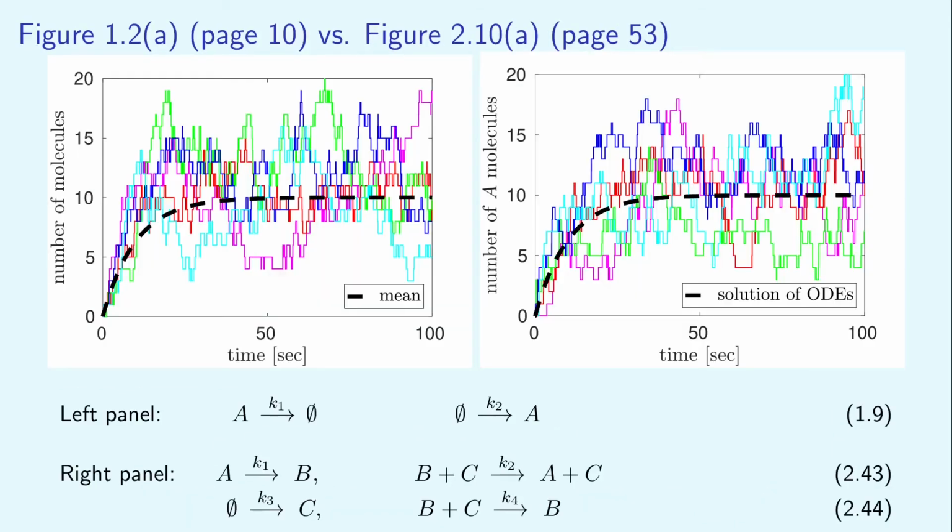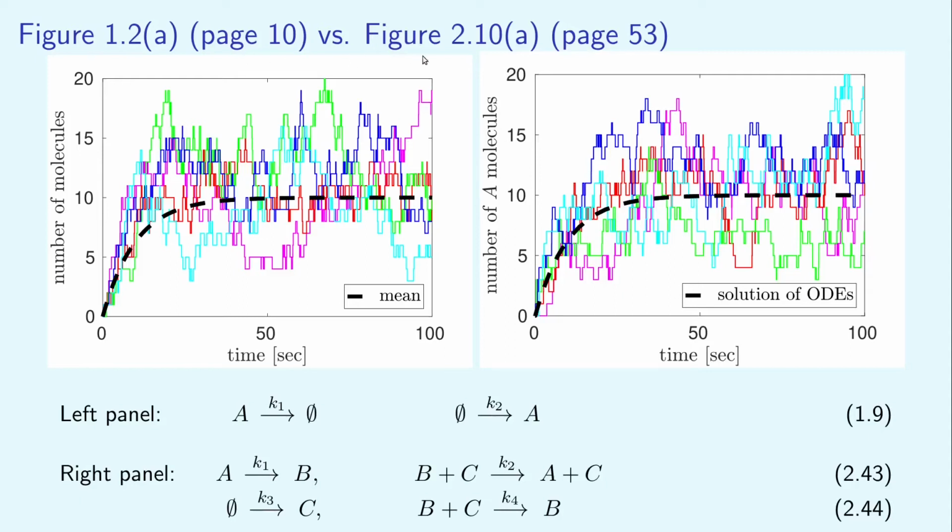Then the comparison of both models is shown here. In both cases, I plot the corresponding deterministic solution as the dashed line, together with 5 realizations of the Gillespie algorithm. The left panel is in the lecture notes as figure 1-2a, and we have already seen it multiple times in our lectures, including the step-by-step instructions how to produce it in MATLAB in our lecture 2.